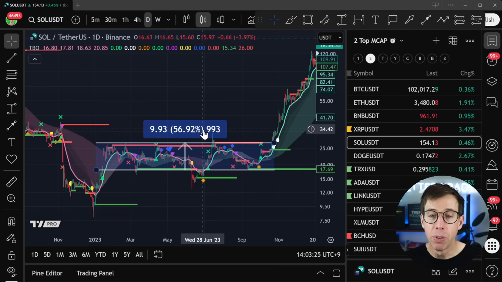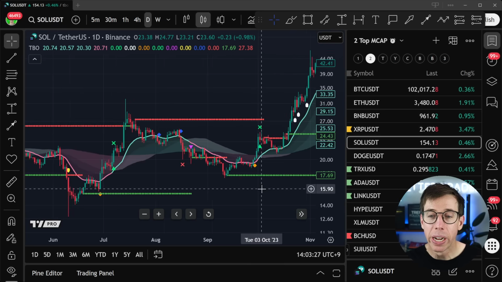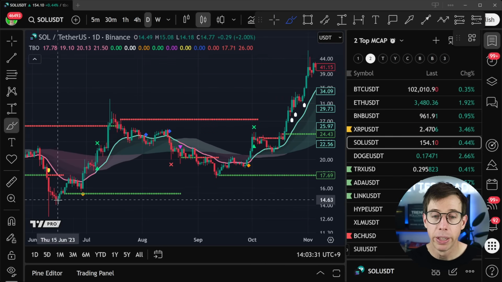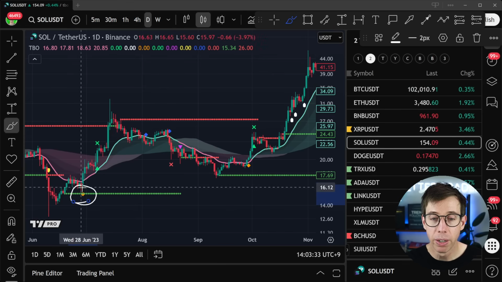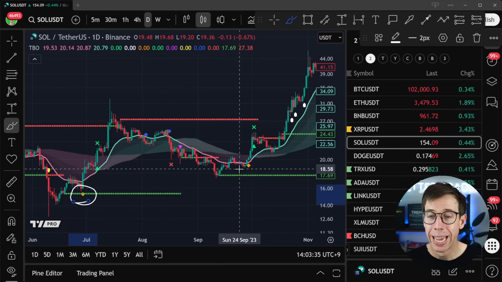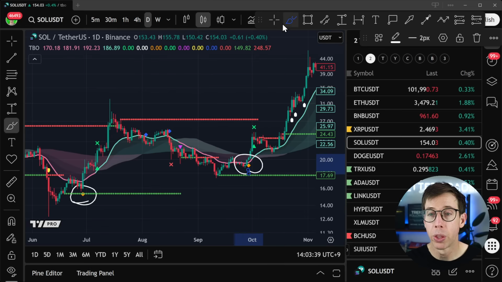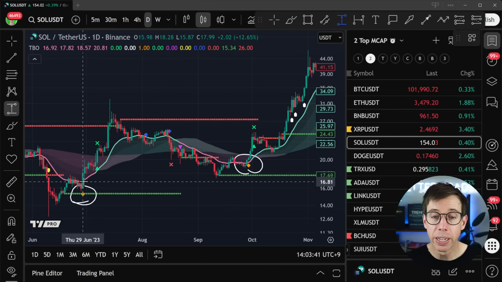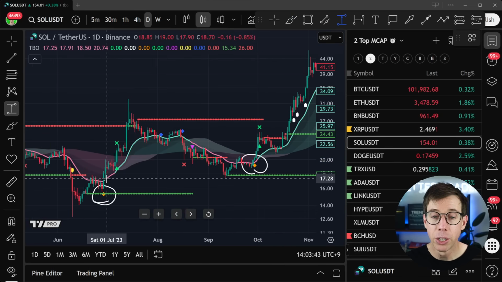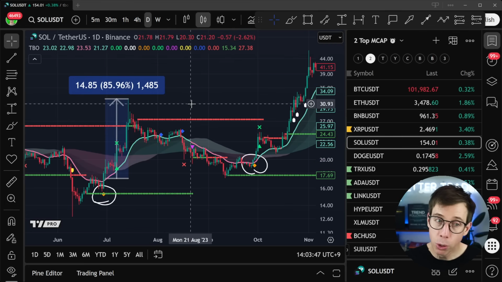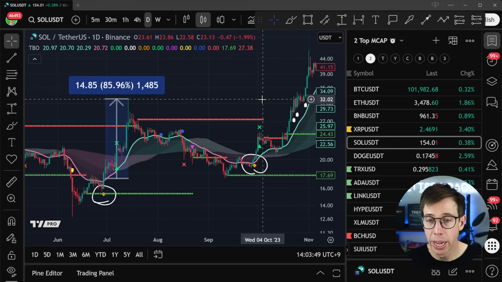But if you notice a couple of things, we got two clear bullish reversal signals for Solana. The first one back over here in June 2023, and the second one over here in September 2023. Both of these signals gave us incredible entries for really amazing runs for Solana. The first one, premature, 86%, okay.